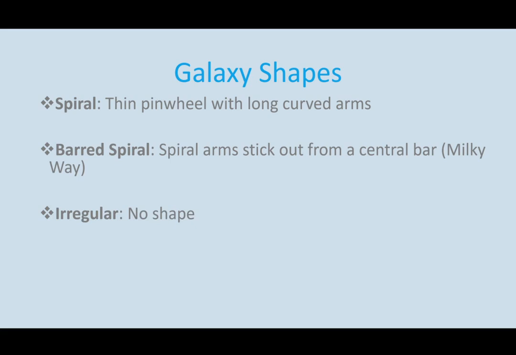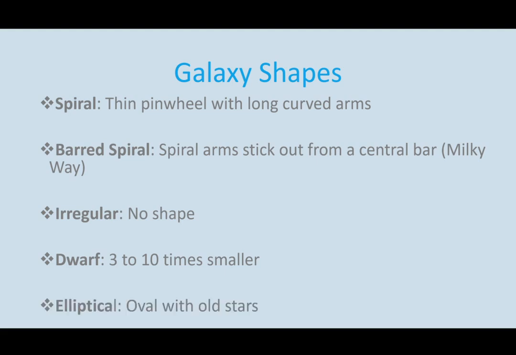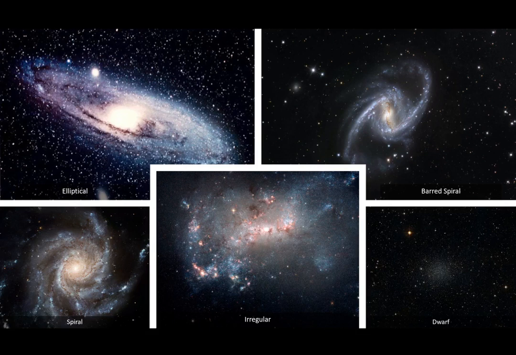We have an irregular shape, which basically means there is no shape to the galaxy. We have a dwarf galaxy, which is 3 to 10 times smaller than some of the other ones. And again, remember, a galaxy is just a huge swarm of stars, so this is just a swarm that is 3 to 10 times smaller than the average. And elliptical, which is an oval shape with old stars. These are all examples of the different types of galaxies.